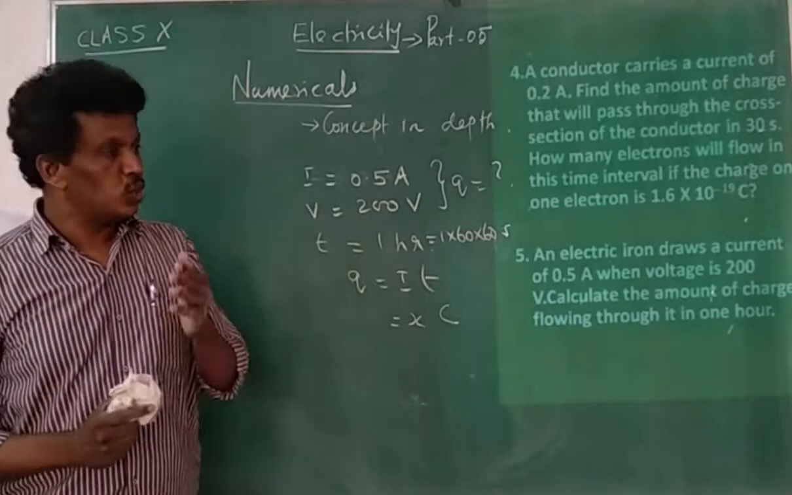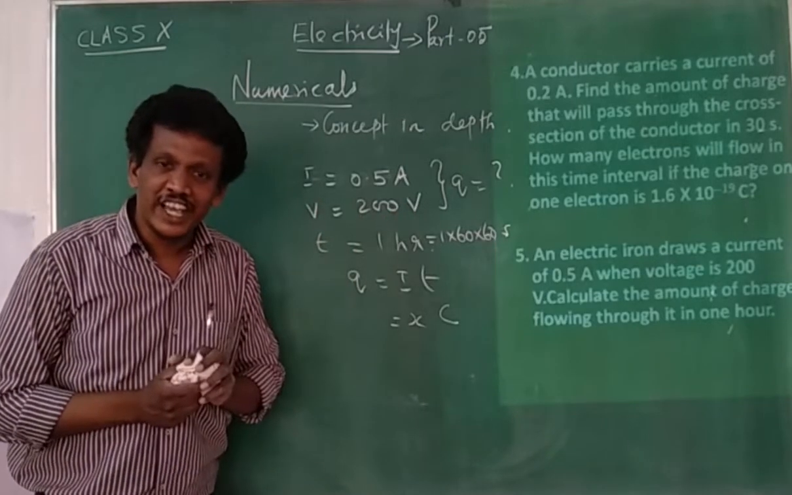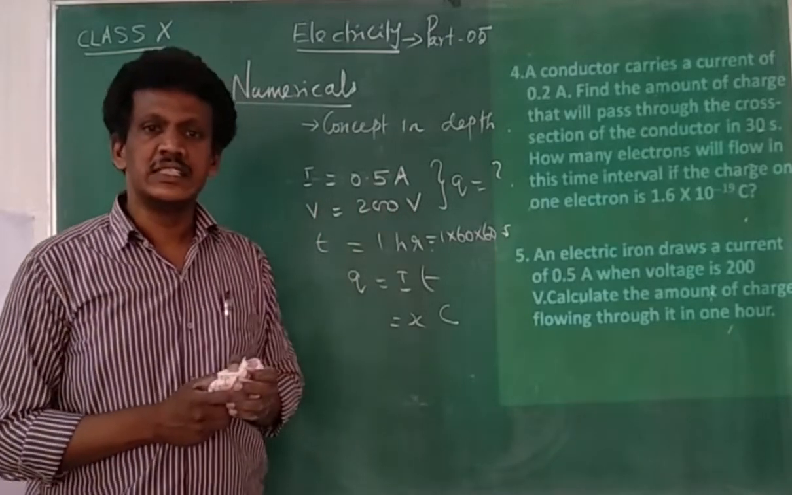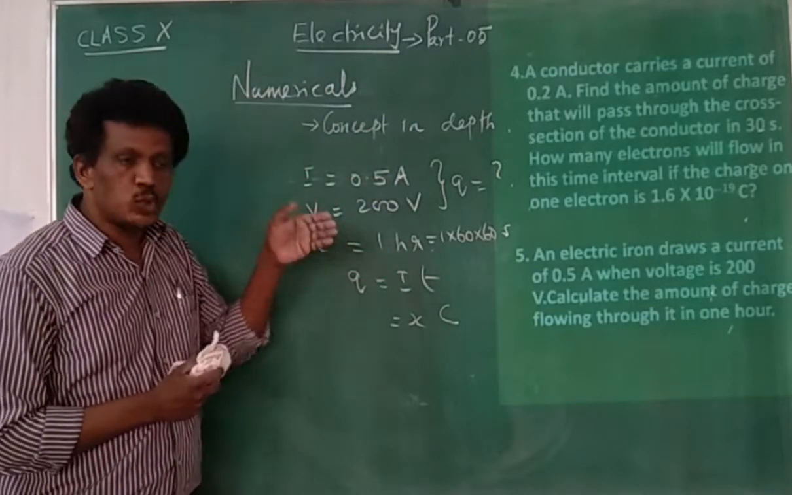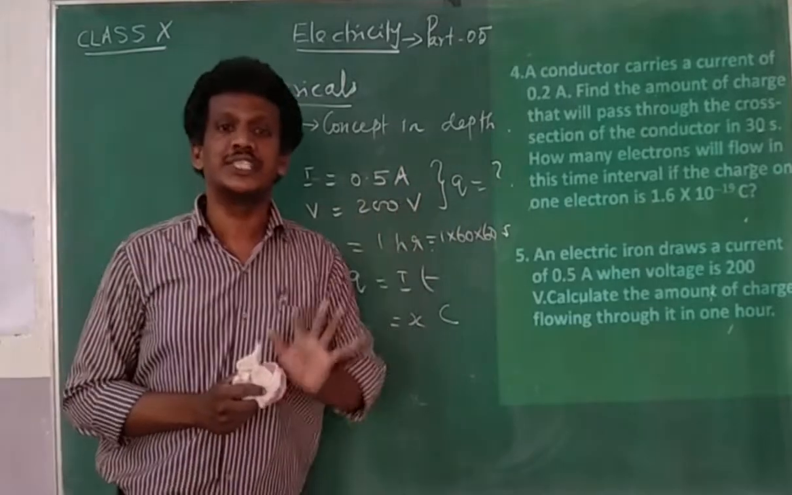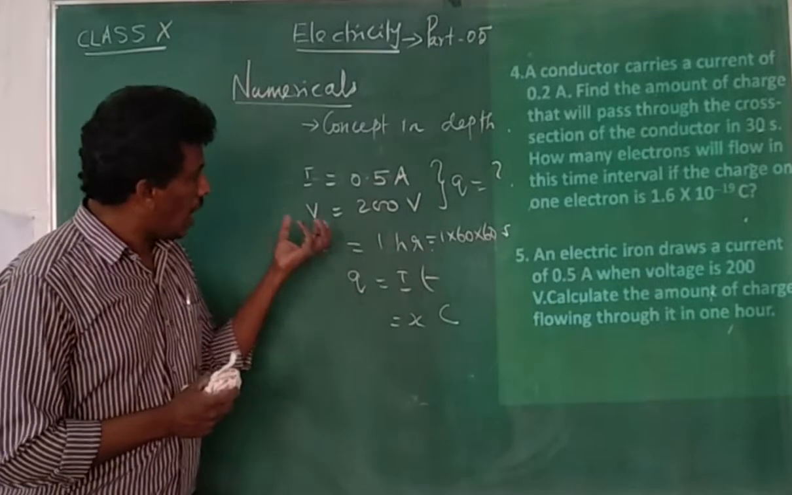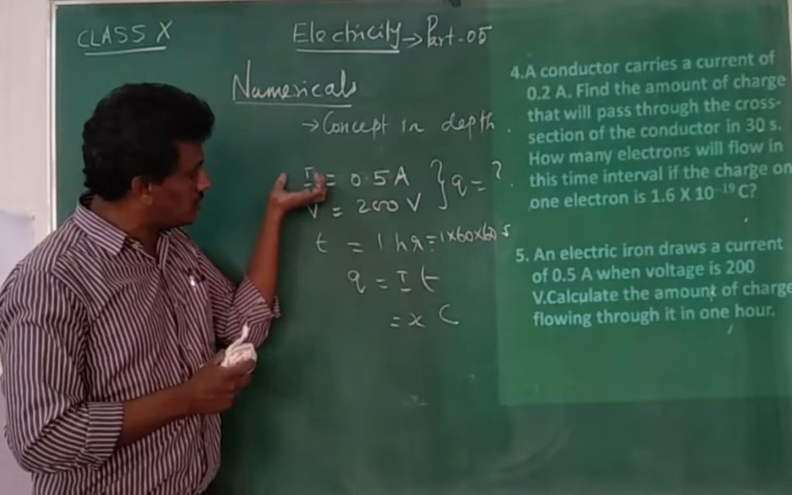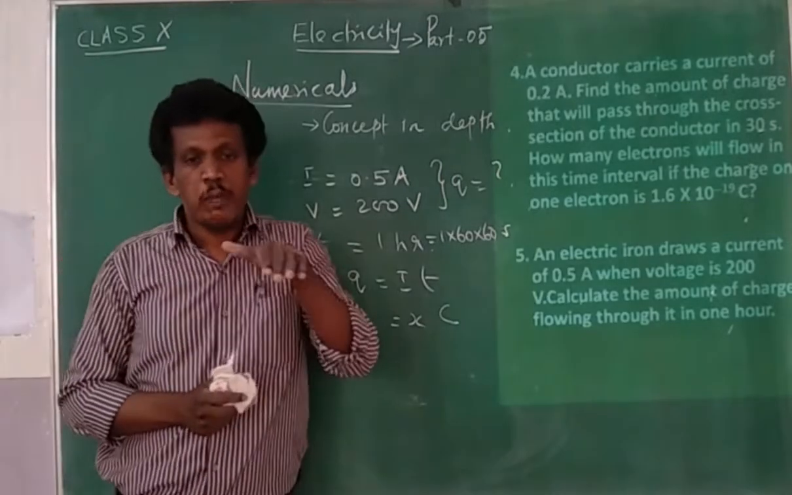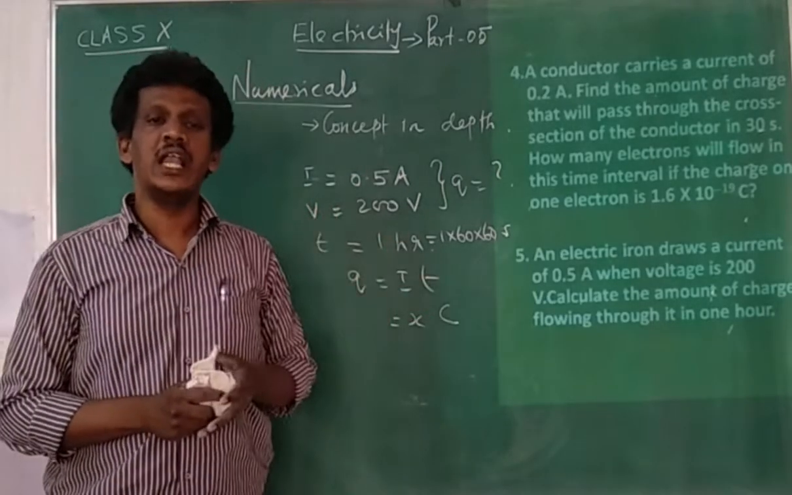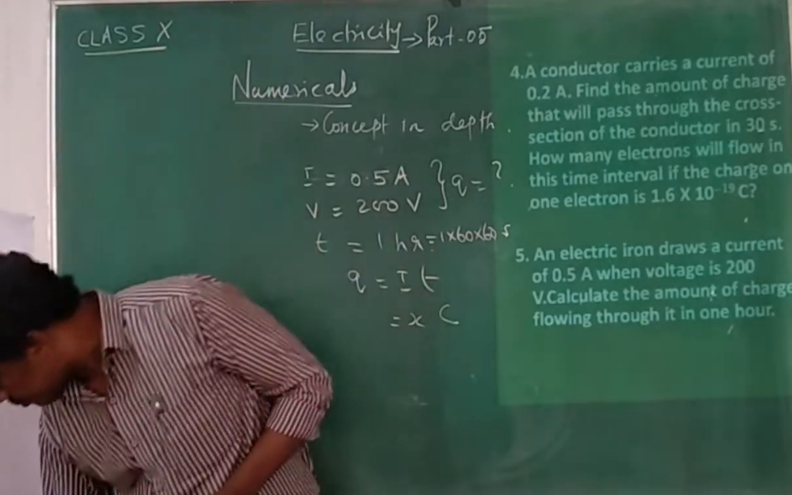Very good. So you are asking the question, sir, then what is the role of 200 volt? Anybody can give me the answer? The purpose of V is what? Potential difference, to maintain the flow of electric charge. The amount of charge is because of the current and the time factor. So the purpose of V is to maintain the potential difference. I think the concept is very clear to you.